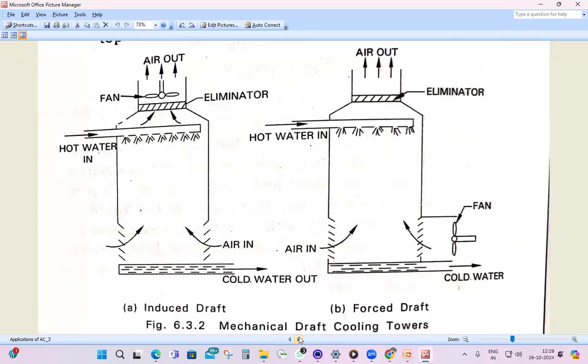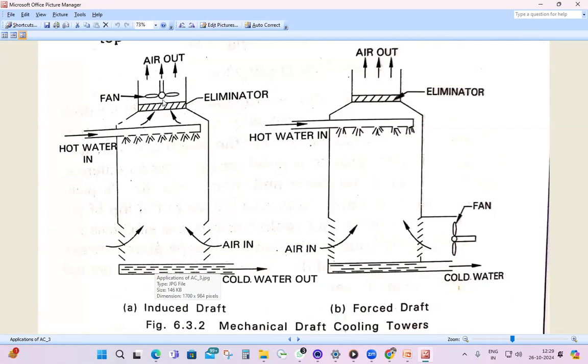And the second one is the mechanical draft cooling tower. Here we use fans to supply the air into the cooling tower. Here also there are two types. The first one is induced draft and the next one is forced draft. Both these categories come under mechanical draft cooling towers. Here, unlike the natural draft cooling tower, the water is sprayed at the top, and the air enters from the bottom.